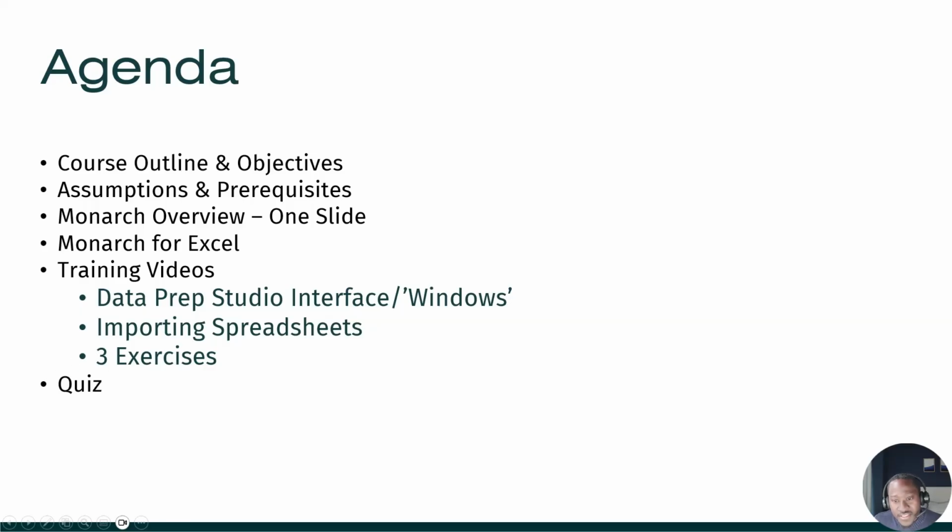All right, here is the agenda that we have for this training course. We're going to go through the course outline and objectives. We'll talk very briefly about some of the assumptions and prerequisites for this. We'll do a very brief review of Monarch. We'll talk specifically about Monarch for Excel, and then after that, we'll go into hands-on training content for this course.